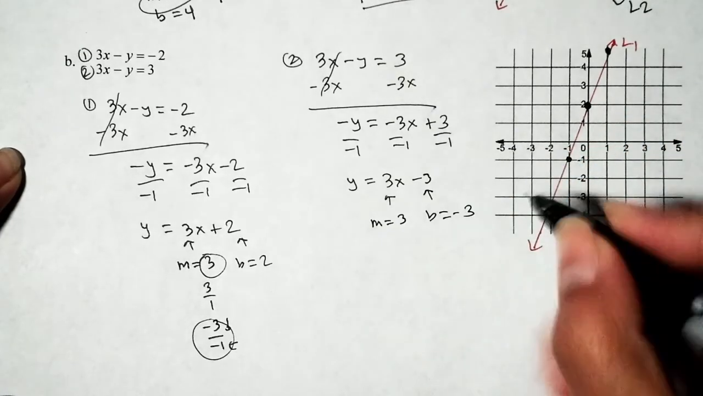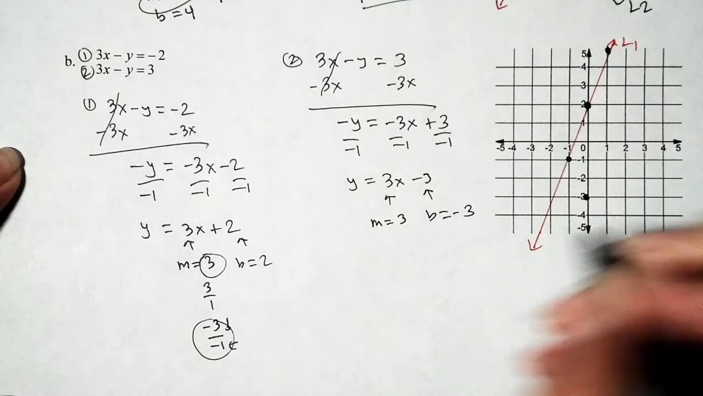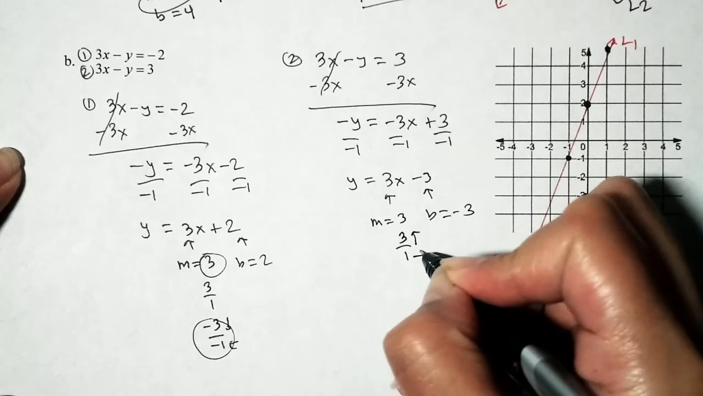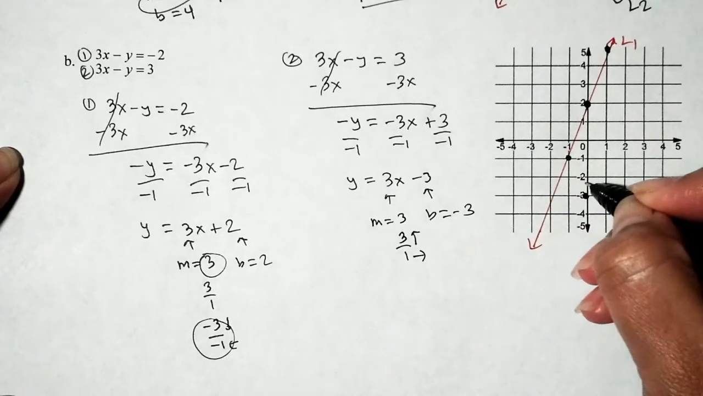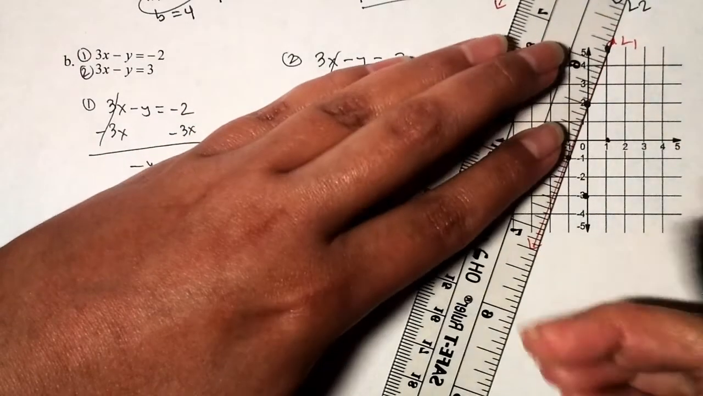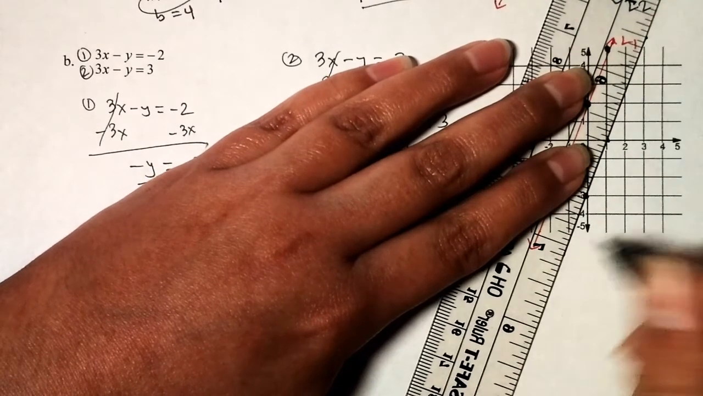Let's do this. So the y-intercept is at negative 3. Let's locate negative 3 on the y-axis. The slope is 3 again. So let's write it as a fraction. We'll go up 3, 1 to the right. Up 3, 1 to the right. Okay, let's go ahead and do this.